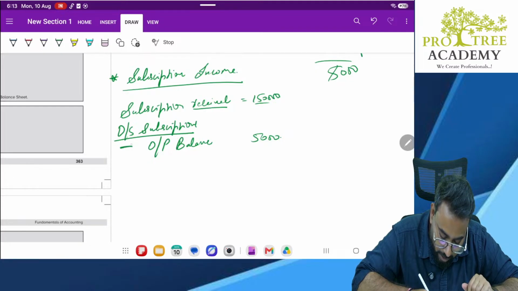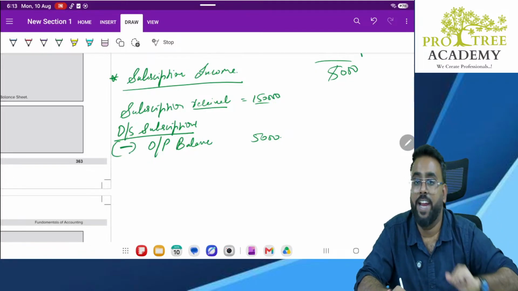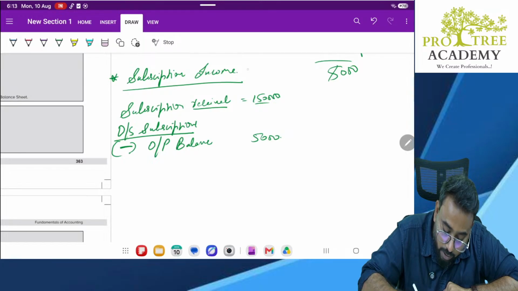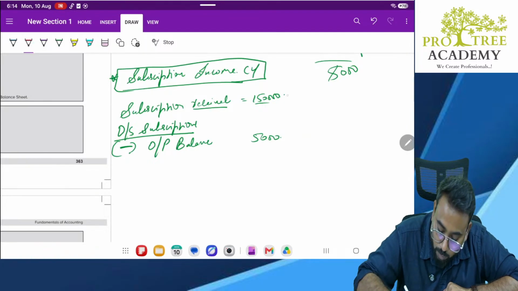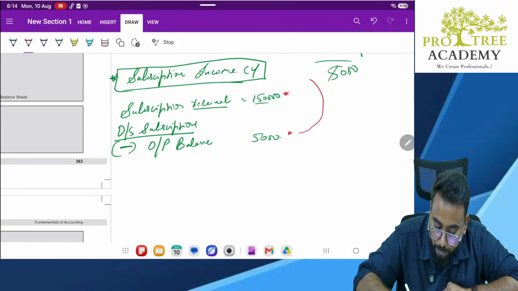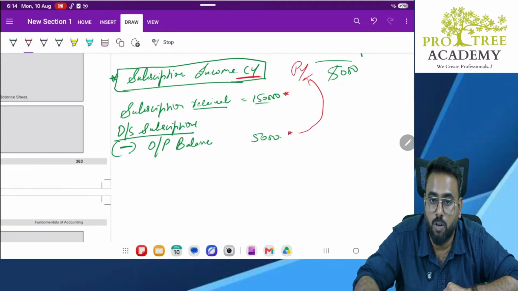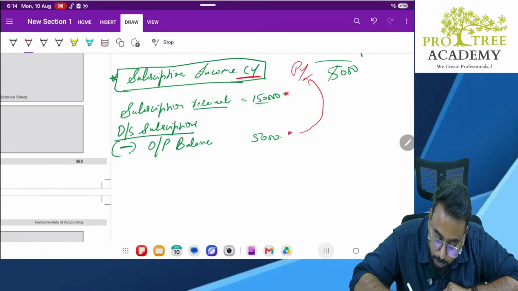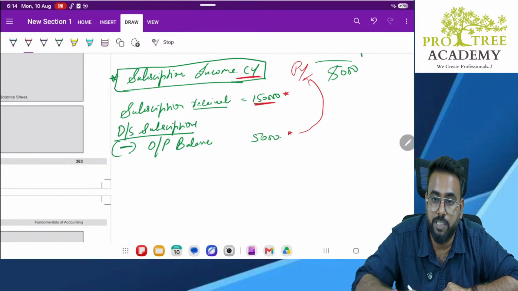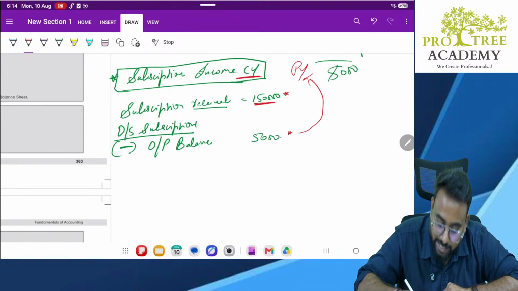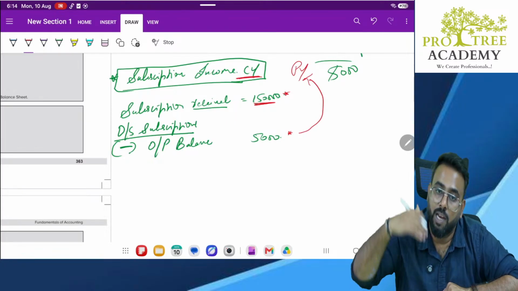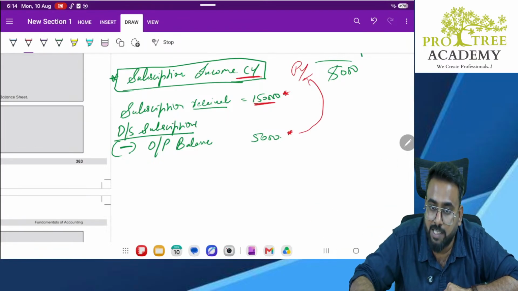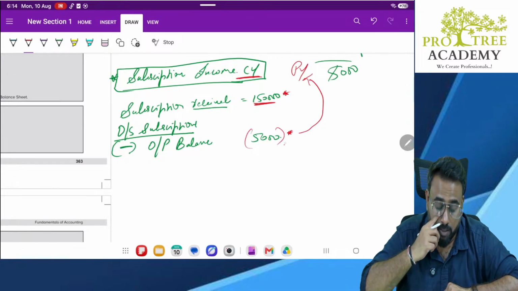5,000 has been received. It has to be reduced. Why? Because we are trying to calculate subscription income of the current year. Out of this 1,50,000, 5,000 belongs to previous year, so it should not come in our current year calculation. We have received 1,50,000 in cash, but out of that 5,000 belongs to last year, so that should not be counted as current year subscription income. That is why we will reduce it.